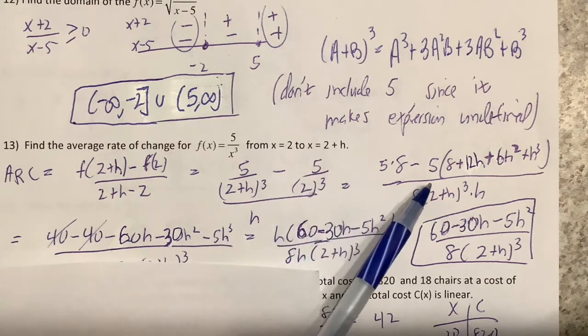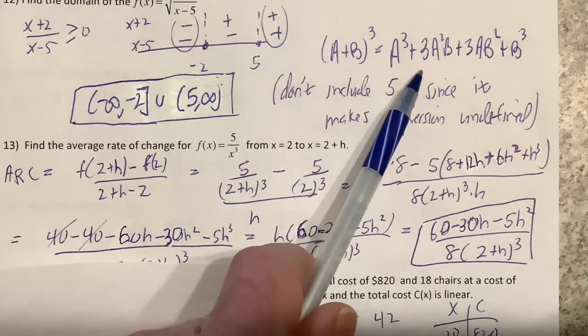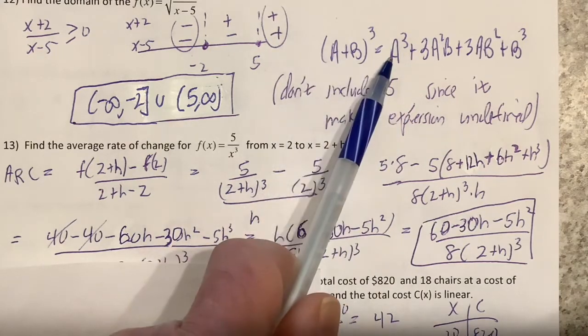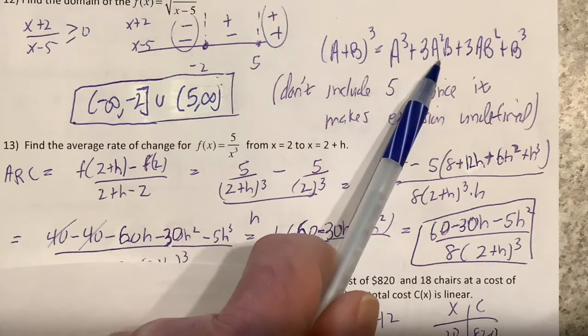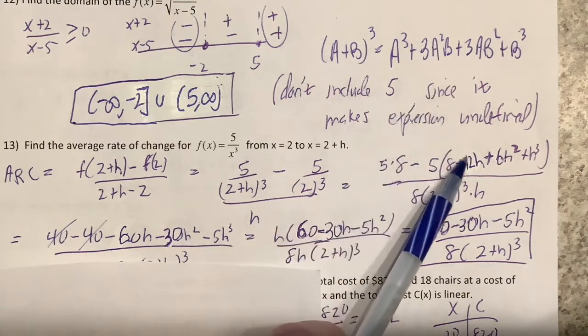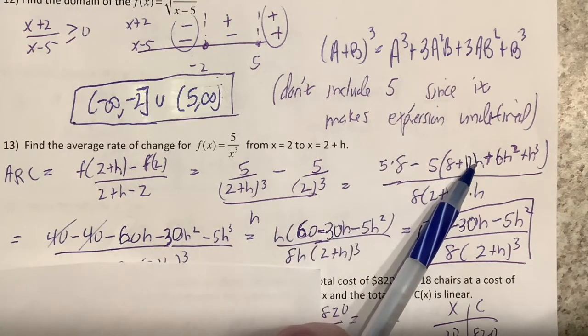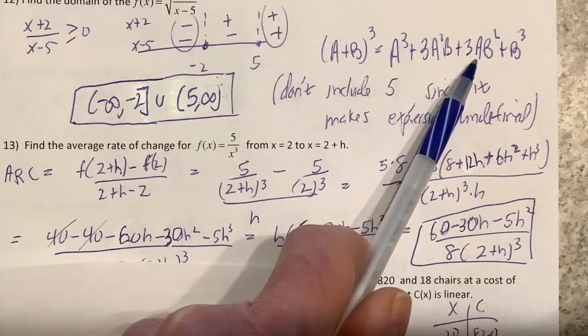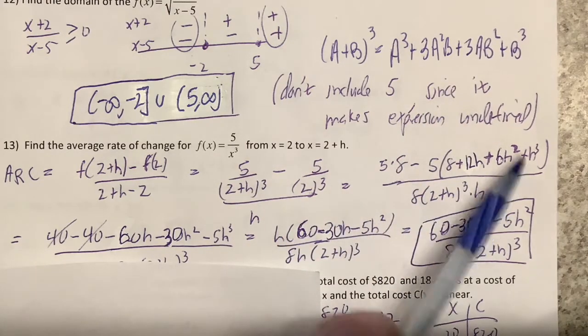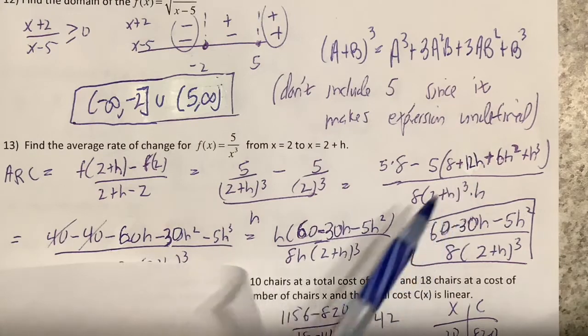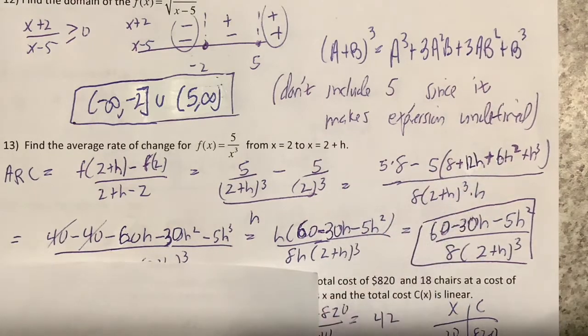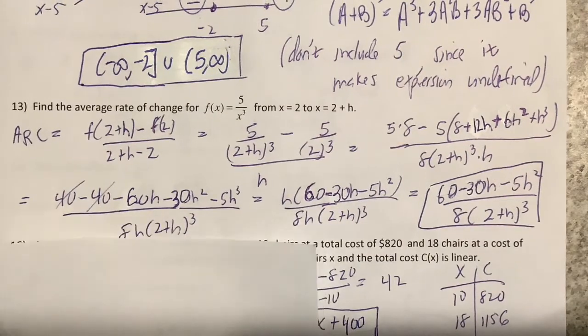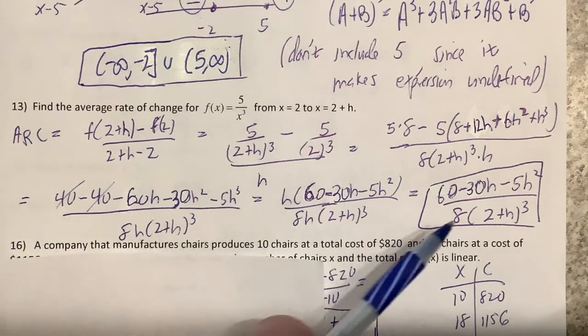When you multiply 2 plus h cubed out, there is a formula for it. It's going to be 2 cubed, which is 8, plus 3 times 2 squared, 3 times 4 times h. You get this expression. Plus 3 times 2 is 6h squared plus h cubed. It's kind of nice if you know that formula. So it's kind of a mess. You multiply it out carefully, and then you can cancel the 40s, and you can also cancel the h.